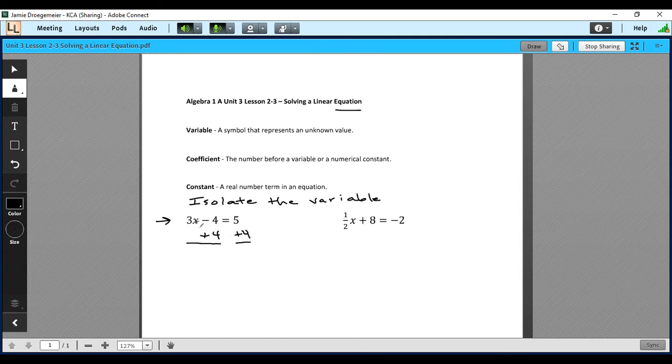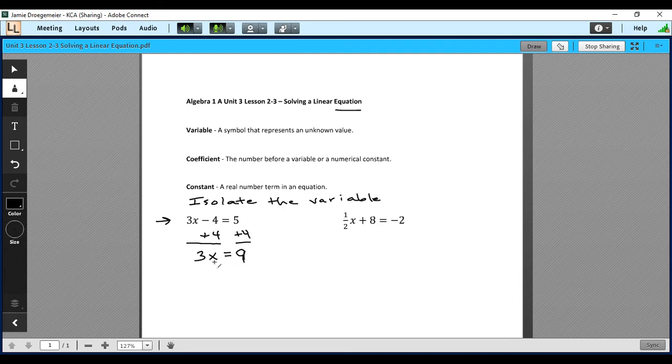And so when I do that, I have 3x minus 4 plus 4. Well, negative 4 and positive 4, when I add those together, they zero out, which leaves me with just 3x. On the right side, 5 plus 4 is 9. And so now I have that 3x is equal to 9. Well, when I talk about isolating the variable, I want it to just be that variable. So I just want to have x. Right now I have 3 times x equals 9. The multiplication sign is understood there.